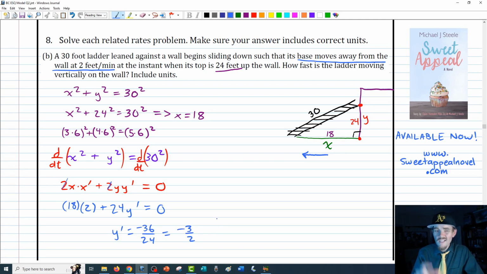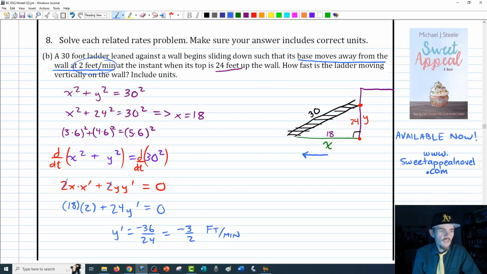So what that tells us is that the height of the ladder along the wall is getting smaller. That makes sense based on what we said. As it goes further and further out, the height gets lower and lower. So yes, this should be negative. And then our units are going to be measured the same way as x's units are. They will be in feet per minute.